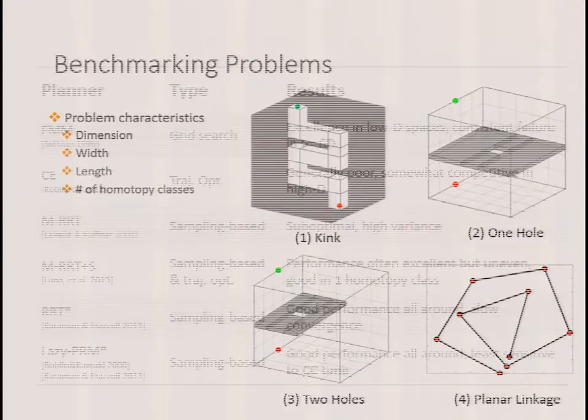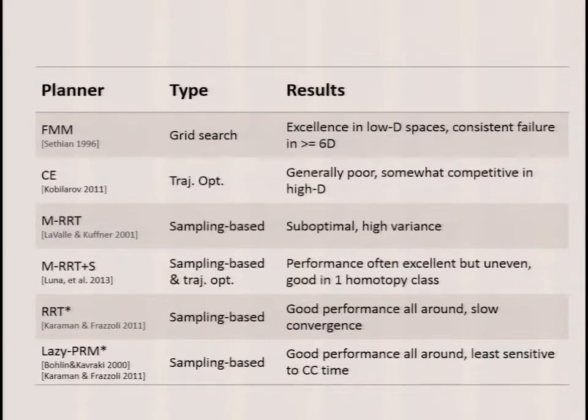We considered the six representative planners: one from the grid search method, the fast marching method; one from trajectory optimization, cross-entropy randomized planning; and four from the sampling-based approach, multiple-restart RRT with and without shortcut, RRT star, and a lazy version of PRM star.